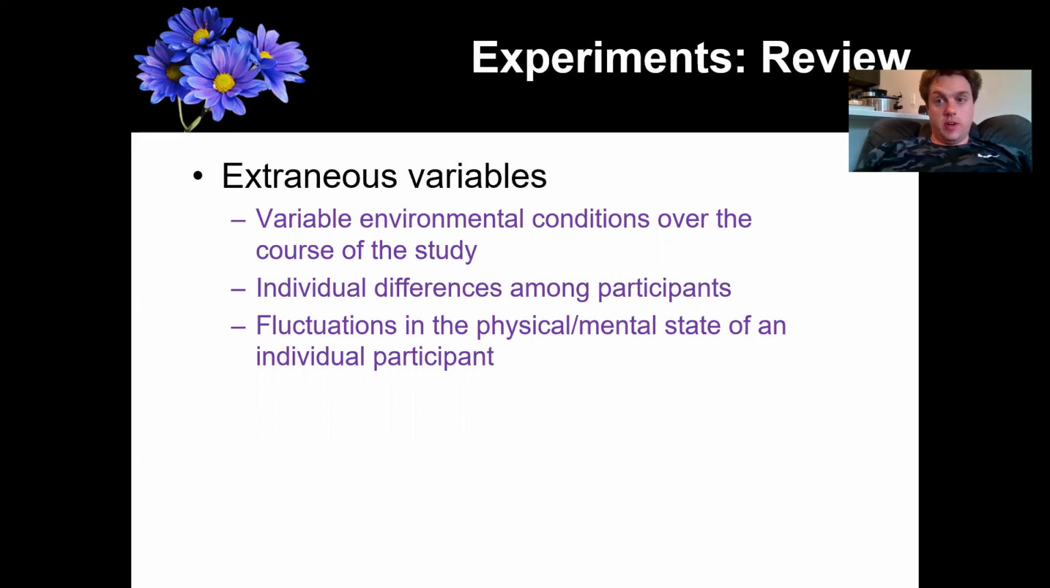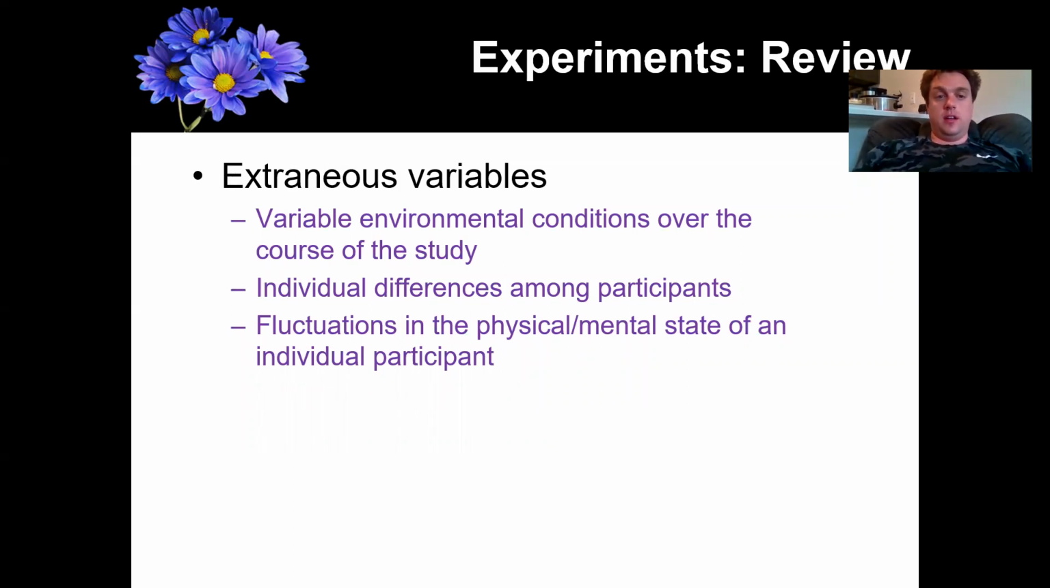The biggest one when it comes to extraneous variables is individual differences among participants. So let's say I was looking at cell phones and driving, and I ran an experiment on that. Well, baseline driving ability, whether they're a good or a bad driver, is going to fluctuate by person, right?